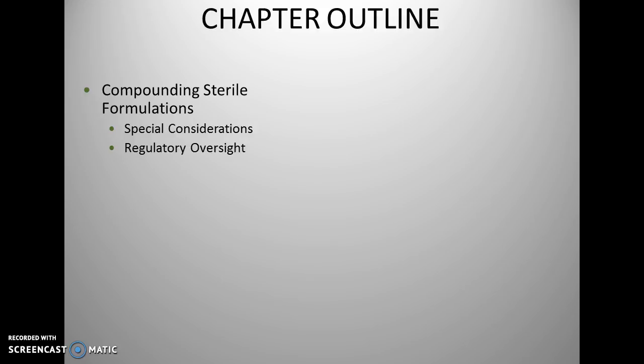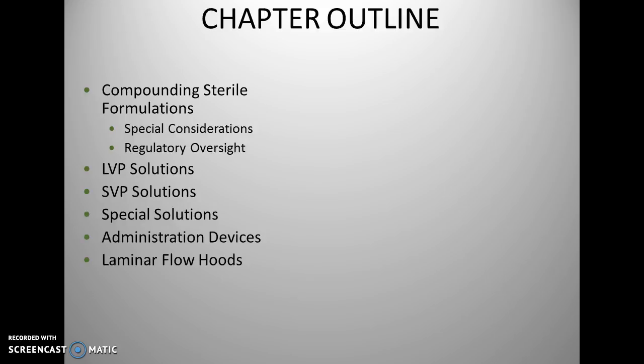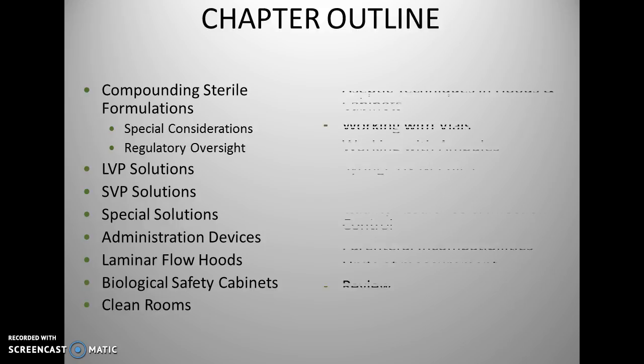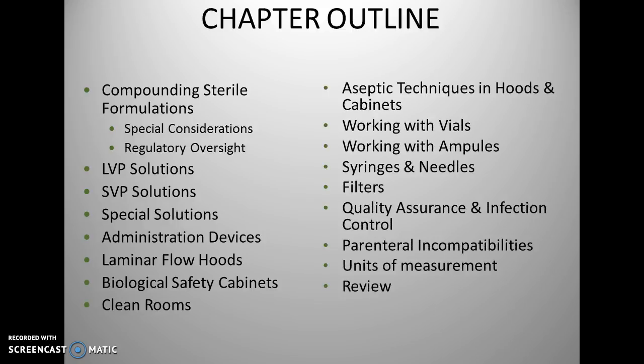Okay, let's look at the chapter outline. We will be talking about compounded sterile formulation, special considerations and regulatory oversight, LVP solutions, and I will give you the definition of what LVP means, SVP solutions, and what those letters mean. Special solutions, administrative devices, laminar flow hoods, biological safety cabinets, clean rooms, and then aseptic techniques in hoods and cabinets, working with vials, working with ampules, syringes and needles, filters, quality assurance and infection control, parenterals incompatibilities, units of measurement, and we may have a brief review.